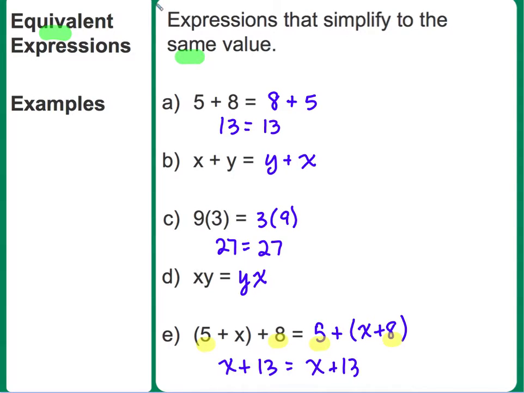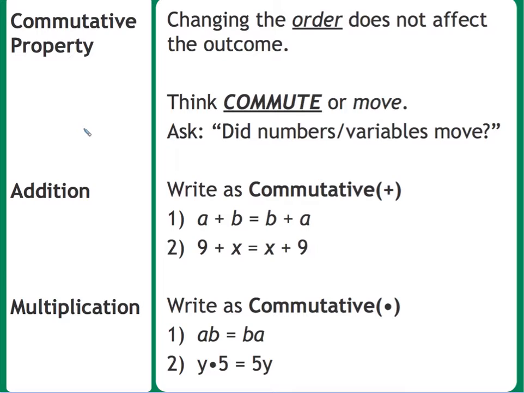Now there's some rules in algebra that we call properties that allow us to do this. They have these fancy names, so don't let the names intimidate you at all. The first one is called the commutative property, which says that changing the order does not change the outcome. So you'll get an equivalent expression. Commutative has the idea of commuting, and to commute means move. So when you're looking at two expressions, you could ask yourself, did the numbers or variables move? And if so, they commuted.